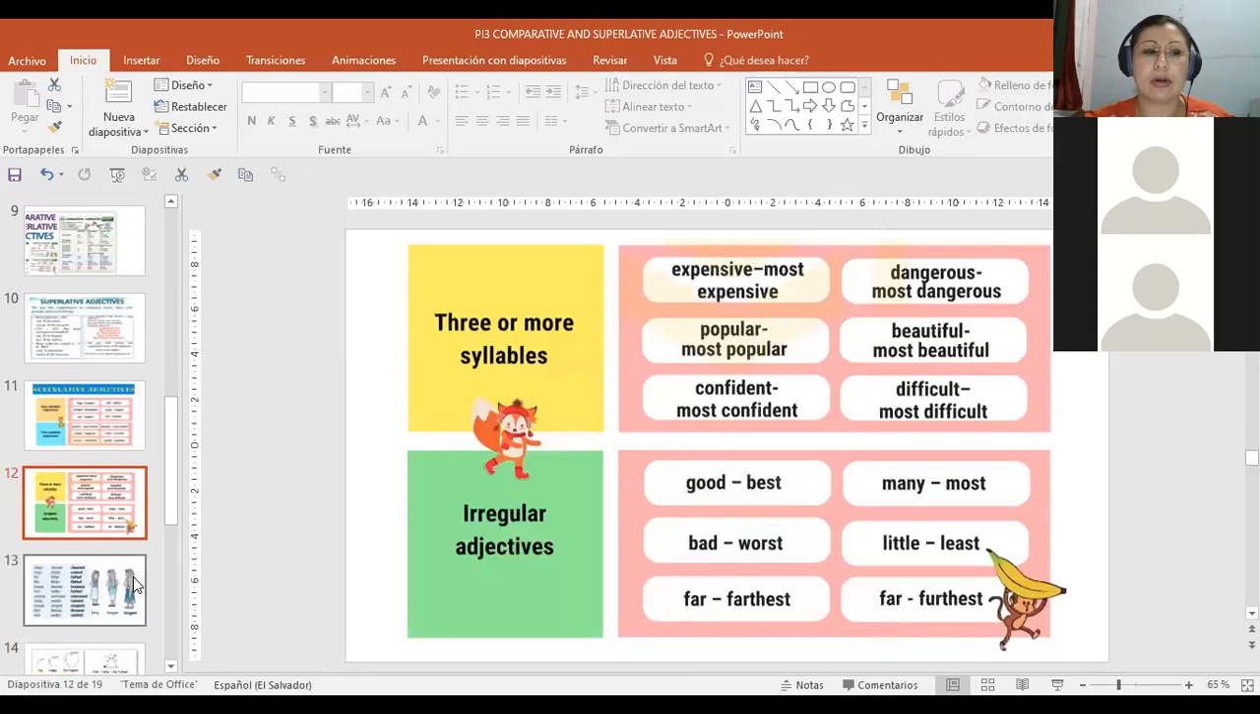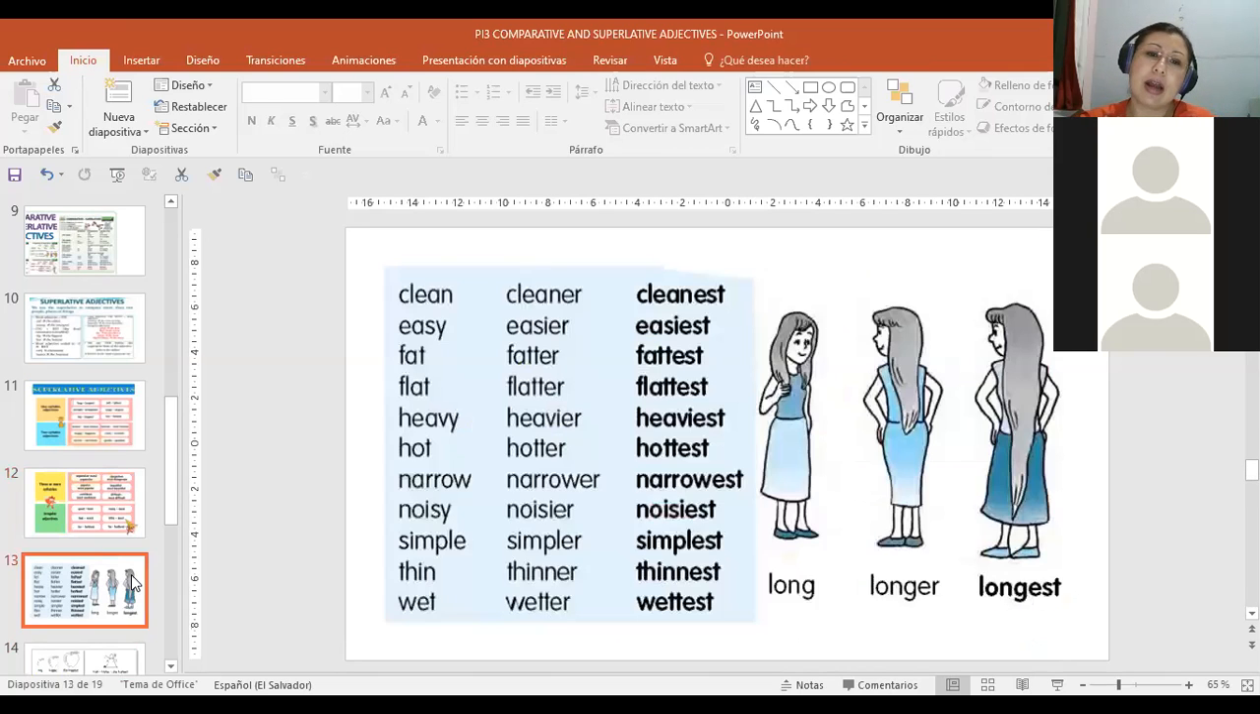And then here we have more. If you have three or more syllables, you say expensive, the most expensive. Dangerous, the most dangerous. Popular, the most popular. Beautiful, the most beautiful, or most beautiful. Confident, the most confident. Difficult, the most difficult. Good, best. Many, most. Bad, worst. Little, least. Far, farthest; you can also say furthest. So those are the three or more syllable and the irregular adjectives.